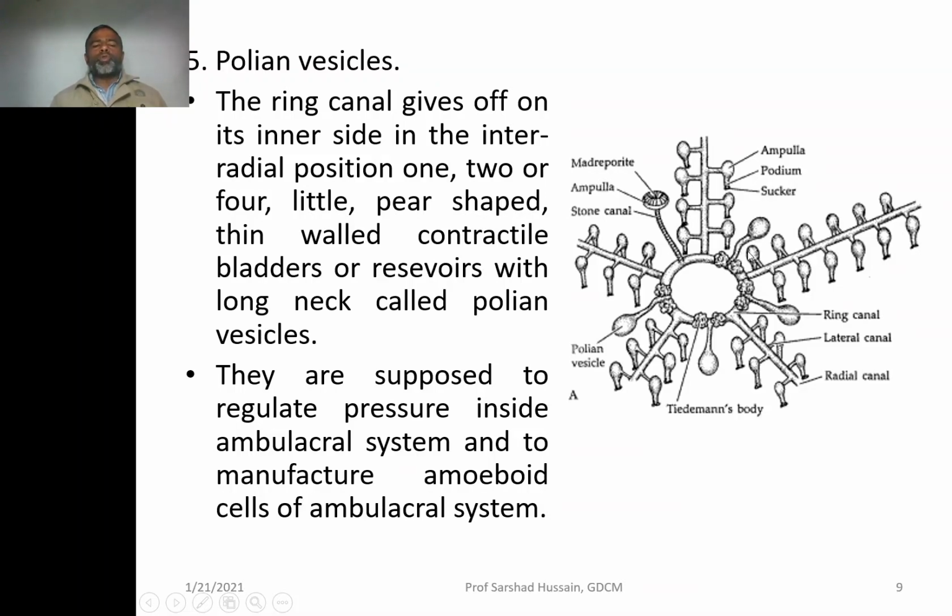They are supposed to regulate pressure inside. What is their function? Inside the ambulacral system, this system is also called the ambulacral system, the water vascular system, and to manufacture amoeboid cells of the ambulacral system. So they have both functions: manufacturing the amoeboid cells, as well as regulating the water pressure inside the ambulacral system.